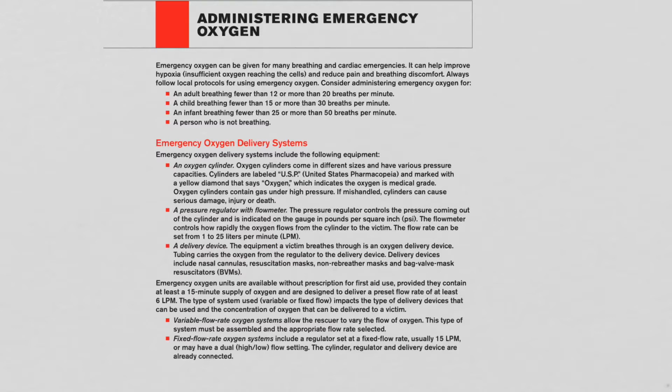right? So when we're talking about breathing abnormalities, for an adult, it's the patient who is breathing fewer than 12 breaths per minute or more than 20 breaths per minute, right? So we're really thinking about that person who is either hypo- or hyperventilating, right? For a child, it would be a child who's breathing fewer than 15 breaths per minute or more than 30 breaths per minute. And then for an infant, obviously a little bit quicker. So fewer than 25 breaths per minute or more than 50 breaths per minute, right?